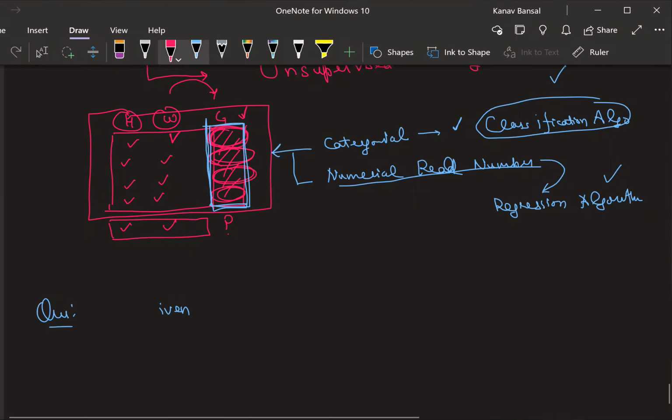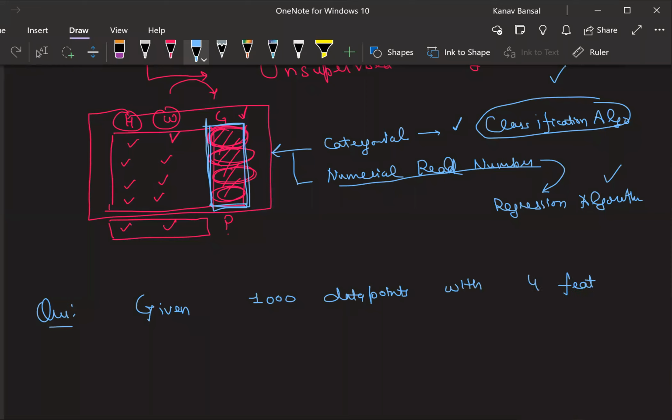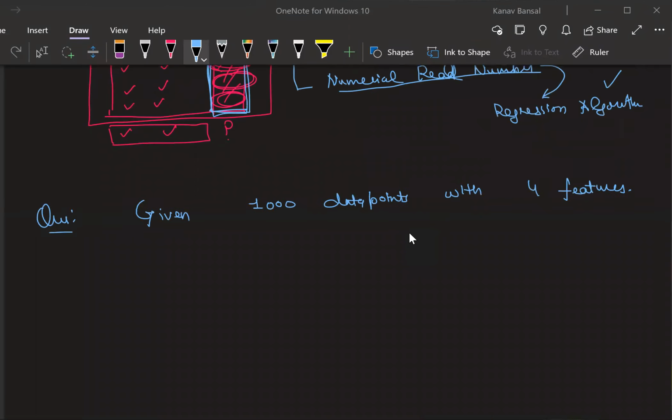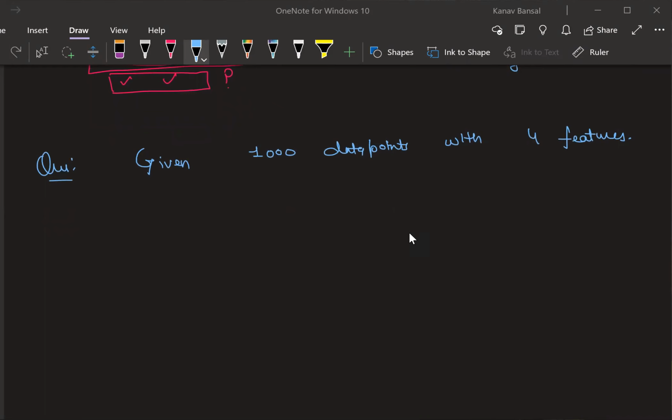Given 1000 data points with 4 features, right? 1000 data points means how many rows? How many rows and how many columns? If I say 1000 data points with 4 features, how many rows and how many columns? Okay, 1000 rows and 4 columns, correct.